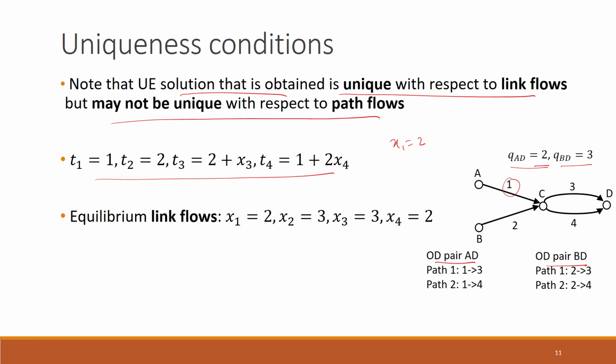Similarly, since all the flow from B to D takes place through this link BC here, and since the total demand from B to D is 3 units, therefore x2 is equal to 3. Okay. So, we have already obtained what x1 and x2 will be in the equilibrium case. Now, we need to determine what x3 and x4 will be.